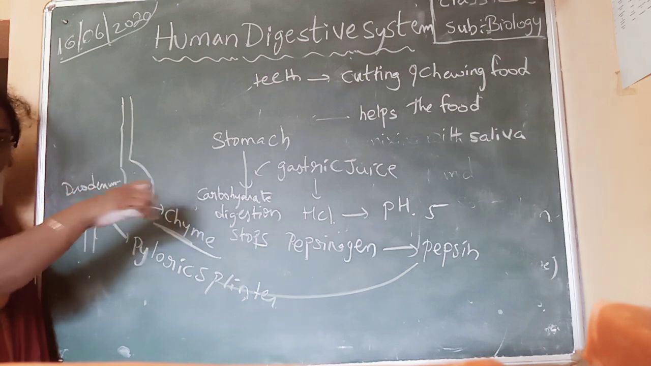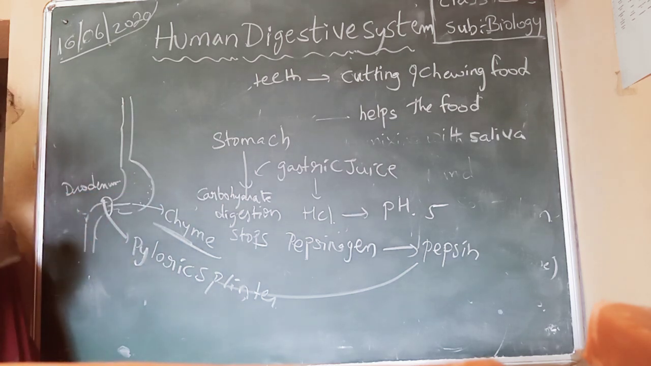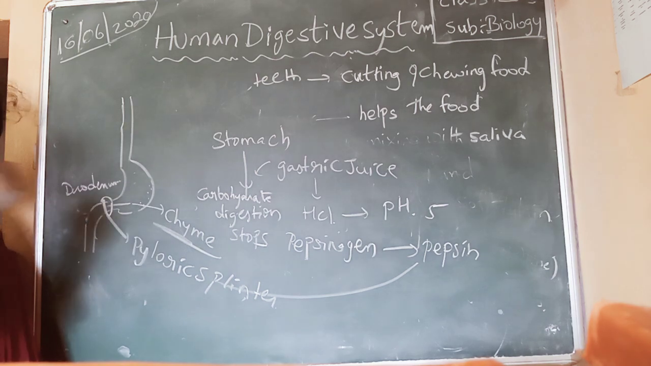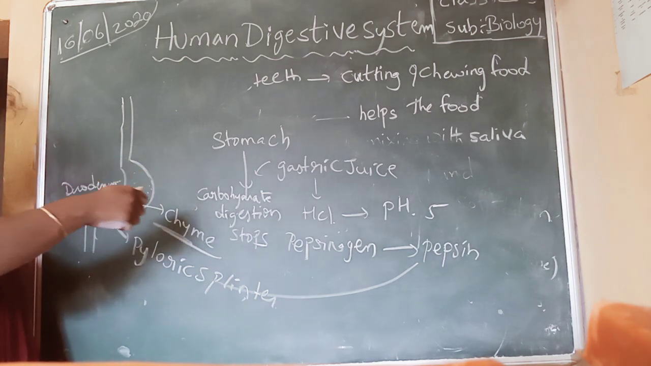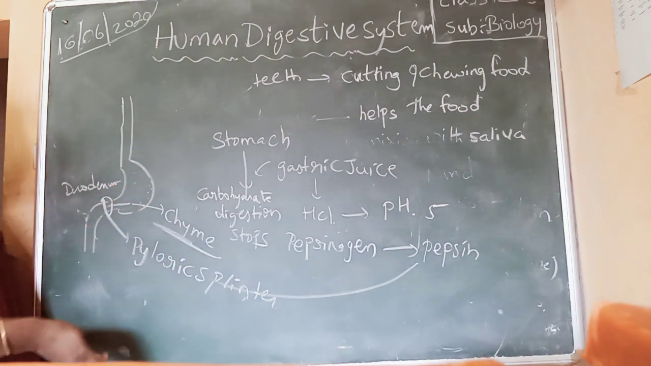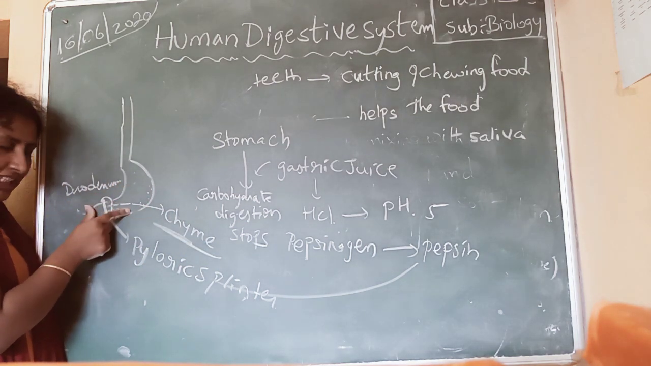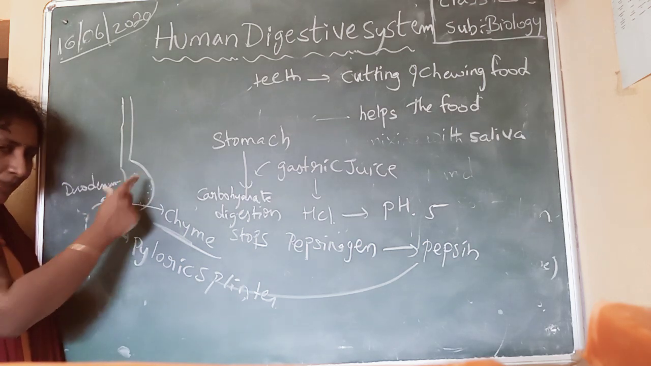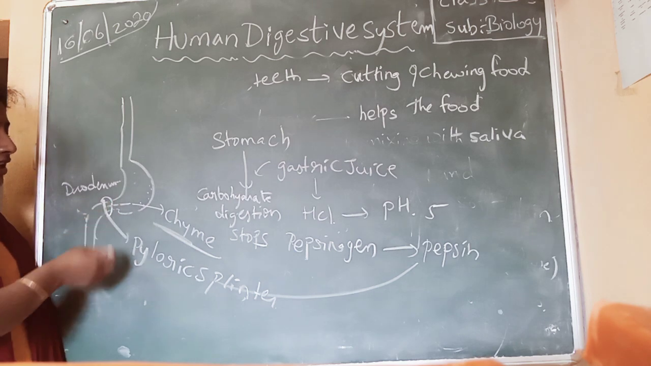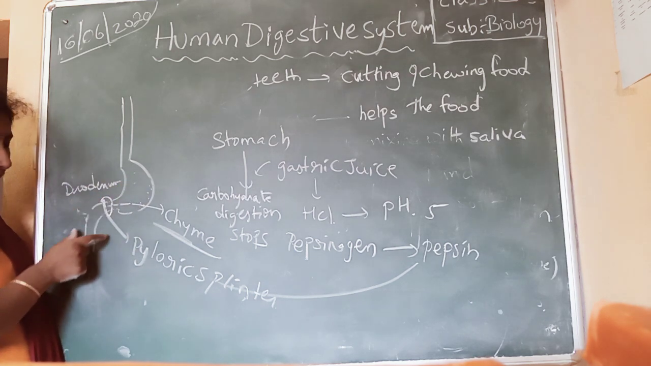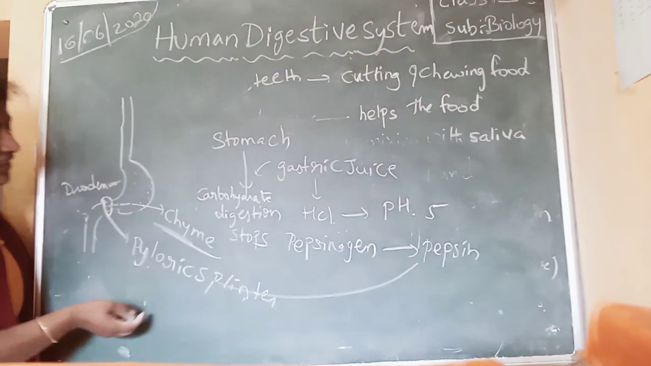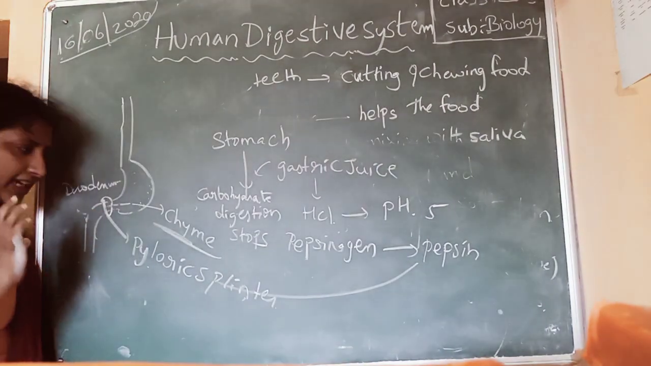It is like a door: if 10 people are coming, you open the door, send one person, then close. Again you open, send one person, and close. Like that, the pyloric sphincter will open and send some chyme into the duodenum and close, then again open and send some chyme and close. So the pyloric sphincter controls the passage of the chyme.